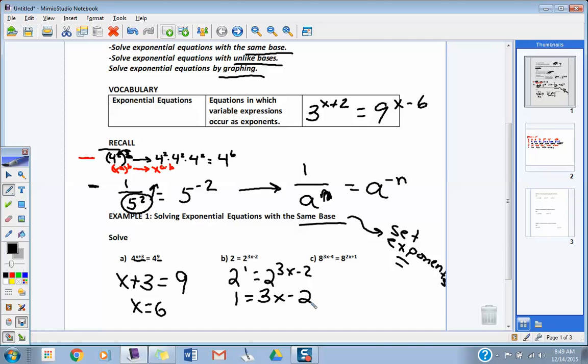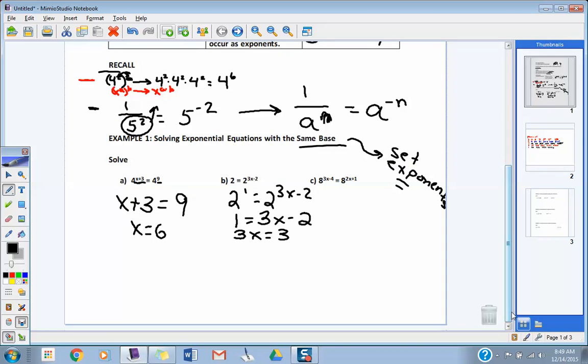Where are we? What are you going to add to both sides first? 2. Add 2, so you've got 3x equals 3. Finally, what's your x value here? 1. You bet. X is going to equal 1 when we're all done with this. What do you think? It's easy. Good? Pretty good. When bases are the same, it's easy.